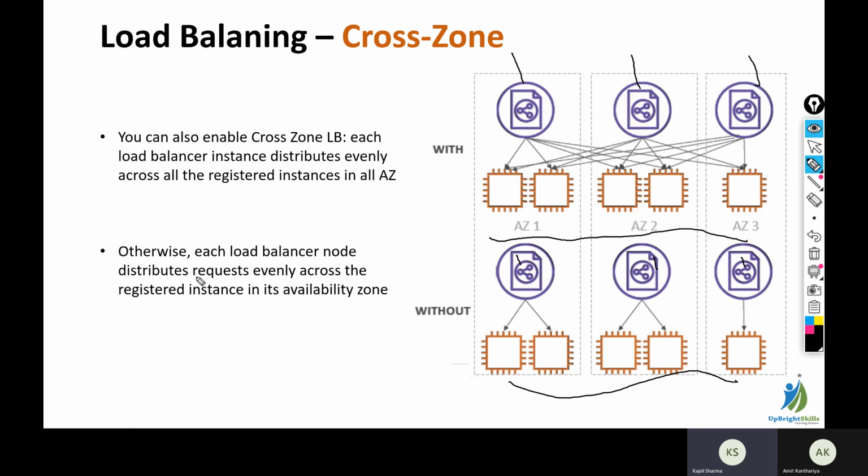Otherwise, each load balancer node distributes requests evenly across the registered instances in its own availability zone. So it will distribute traffic in AZ1 only. This one will do it in AZ2 only. This one will do it in AZ3 only. So we need to enable cross zone load balancing to have load balanced across multiple availability zones, right?